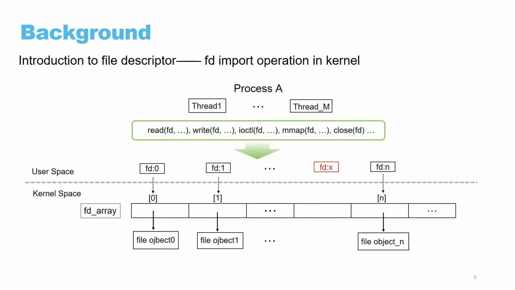The FD import operation in kernel is divided into 2 steps. For example, here is an FD, which is X, and we want to import it. The first step is to look up the FD array to get the file object. The second step is to acquire file reference. After these 2 steps, the FD import operation is finished, and kernel can operate the file object.